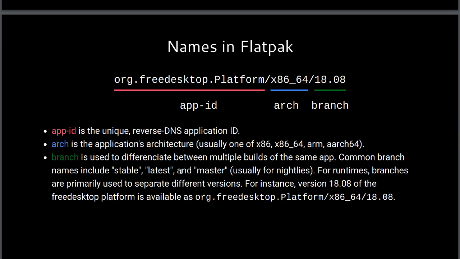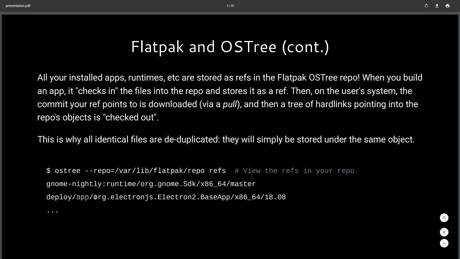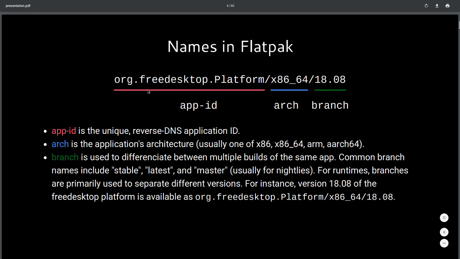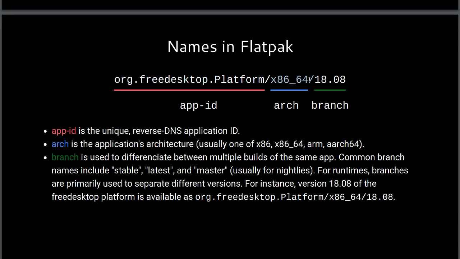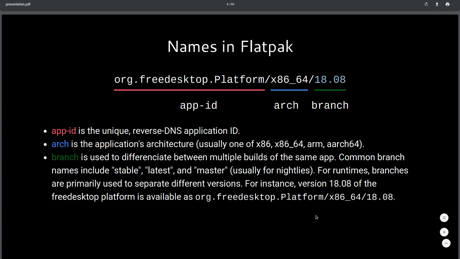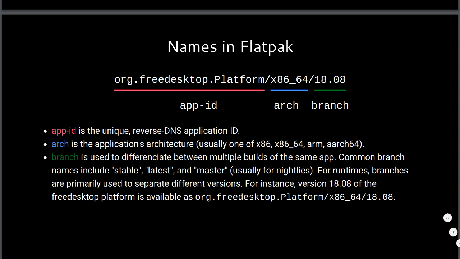And here's a quick overview of names. You can see a few of these, right? From the output of ostree refs, we have app slash runtime slash, mostly referring to this part: org.gnome.sdk slash x86_64 slash master. So first off, we have the app ID, that's just a unique ID. Afterwards comes the architecture, and I've got some examples here of potential architectures. And then we have a branch, which is usually used for versioning. So for instance, for the freedesktop platform, the current version is 18.08. It uses CalVer, which is calendar versioning, released in August of 2018.